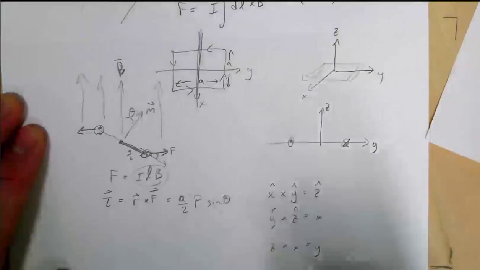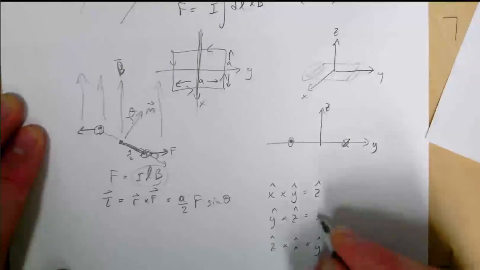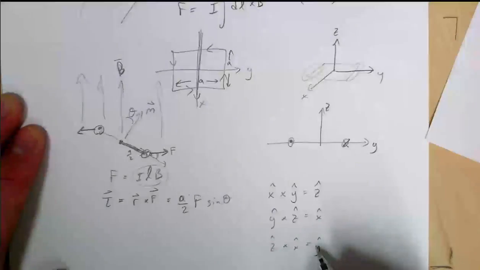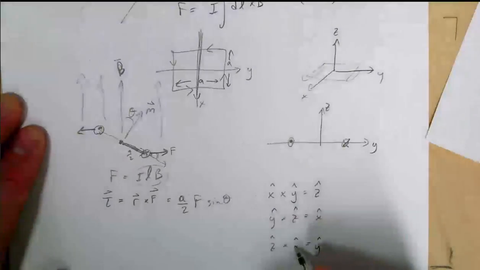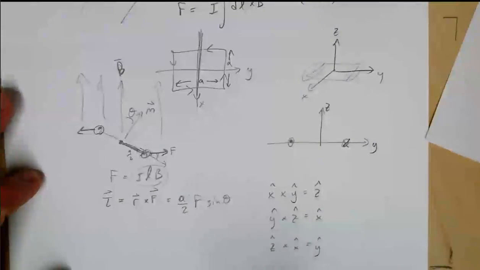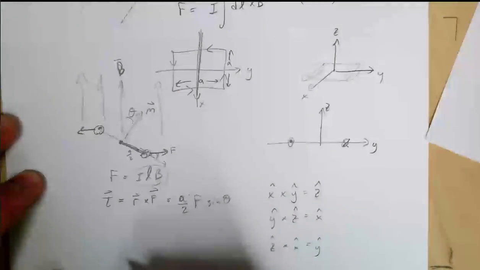And anytime that you flip a multiplication, that's going to put an overall minus sign on things. And you can always practice this by breaking them out into their components. But I think that you'll be able to figure this out pretty well.